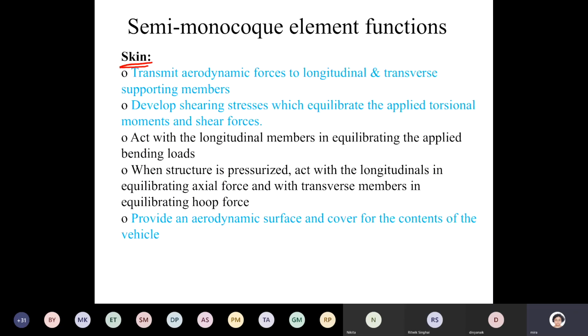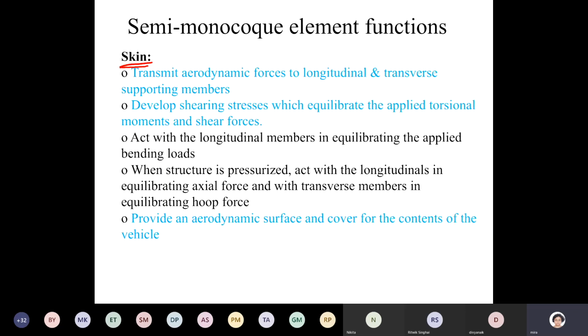So the primary structural function of skin is to transmit the aerodynamic force to the longitudinal and the transverse supporting member. The aerodynamic force first acts on the skin, which forms the aerodynamic surface, and this force is then transmitted to the longitudinal and transverse member.